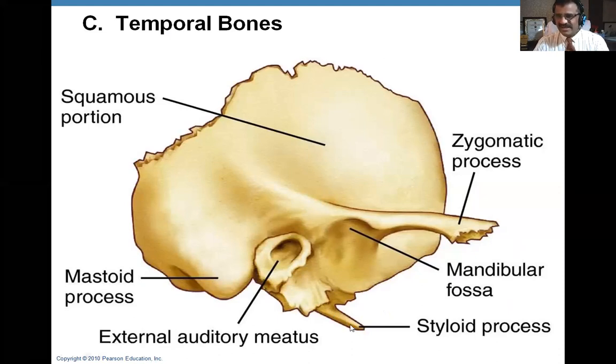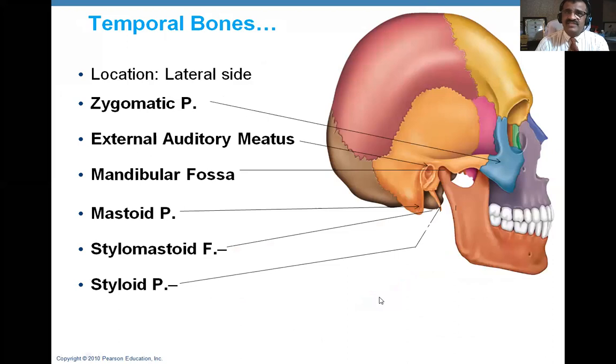These are for the muscular attachment. Okay. And then there is a mandibular fossa here. And then there is a zygomatic process here, which gets articulated with the zygomatic process of the zygomatic bone, and that forms a zygomatic arch. Well, here you can see remaining parts of the temporal bones.